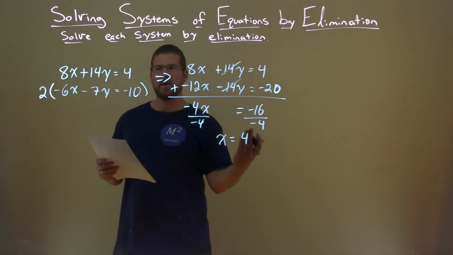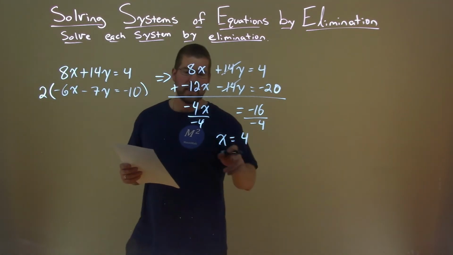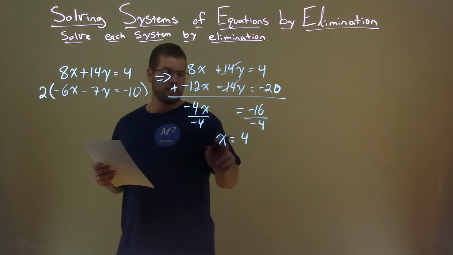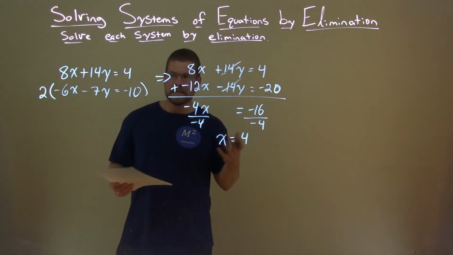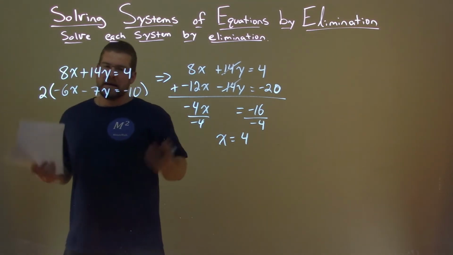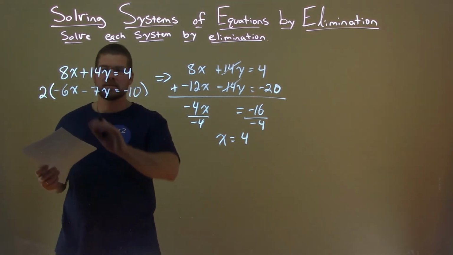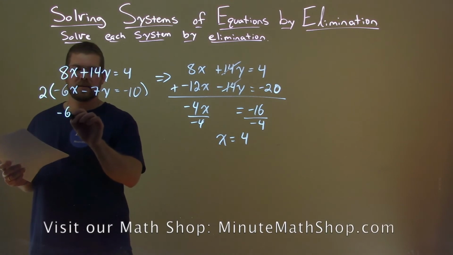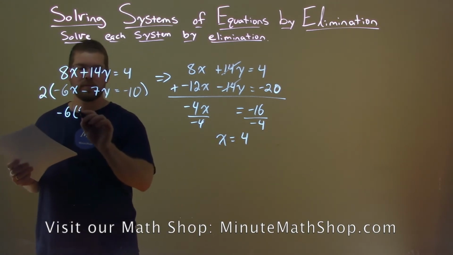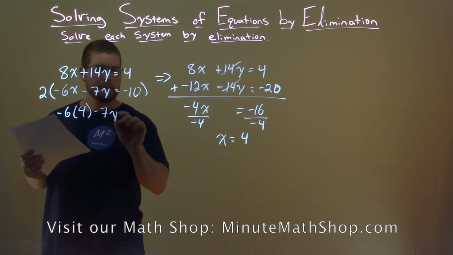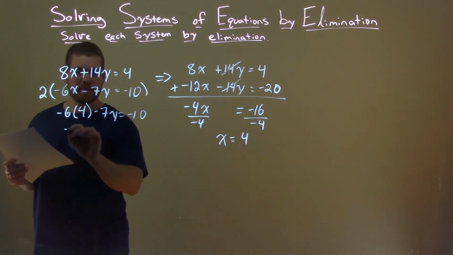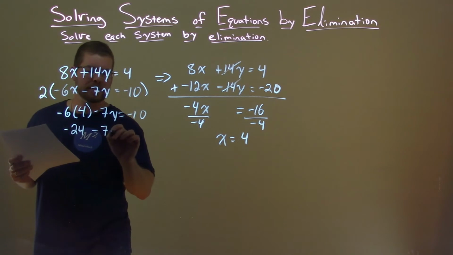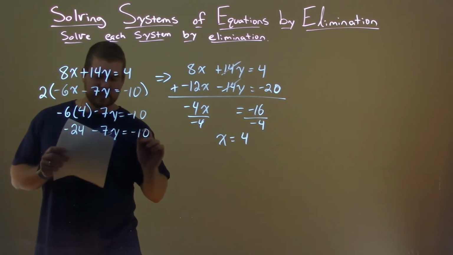Now we want to get y, or solve for y. So we take this value 4 and plug it into one of our equations. Which one might be easier? Kind of a toss-up for me, so let's just go with the second equation. Negative 6x, instead of x, I'm putting a 4. Minus 7y equals a negative 10. Negative 6 times 4 is negative 24, minus 7y equals a negative 10.